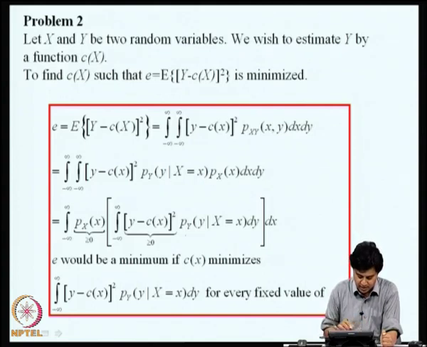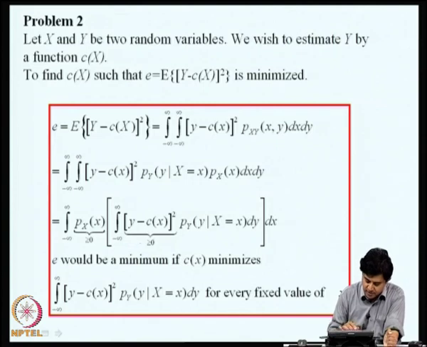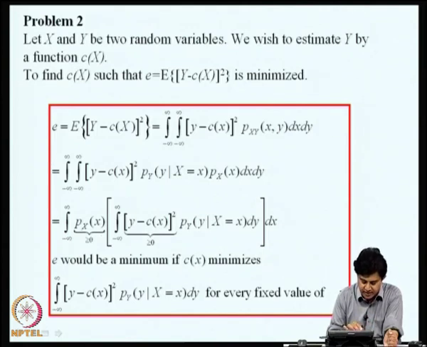Now, I will reorganize this integral. First, I will carry out integration with respect to y and then with respect to x. Our objective is to minimize E. We can see here that p_x of x is non-negative. Similarly, y minus c of x whole square is non-negative, and consequently this E would be minimum if c of x minimizes this integral, because anyway the other factor is non-negative. So, based on that argument, we would now like to select c of x which minimizes this quantity.